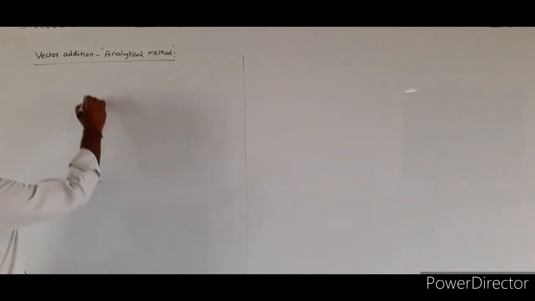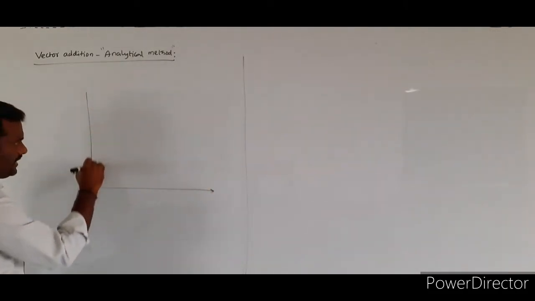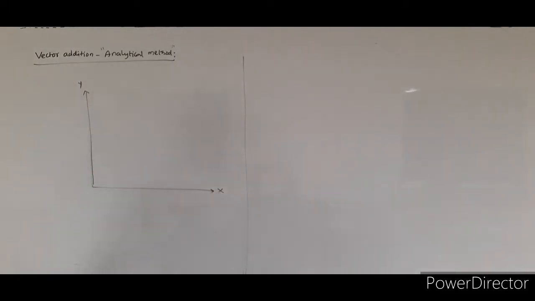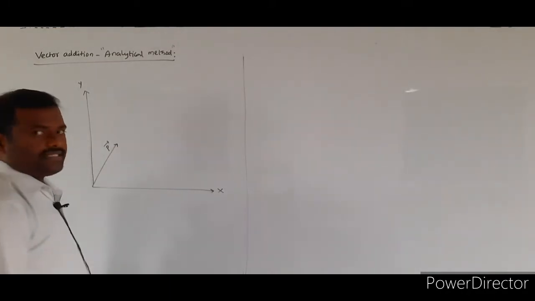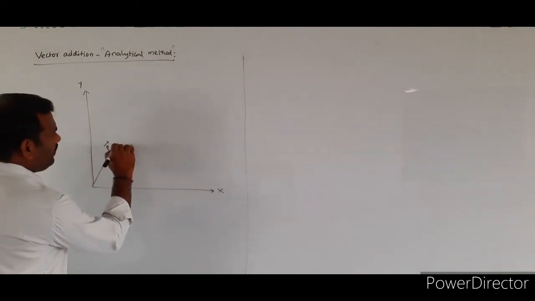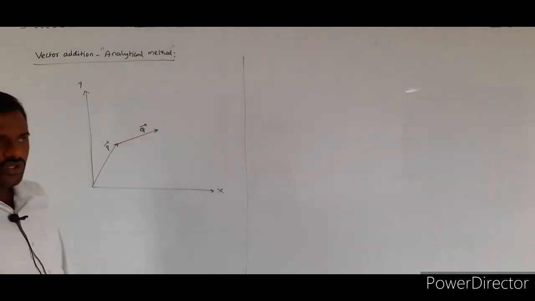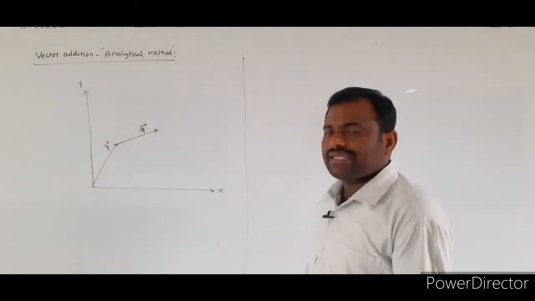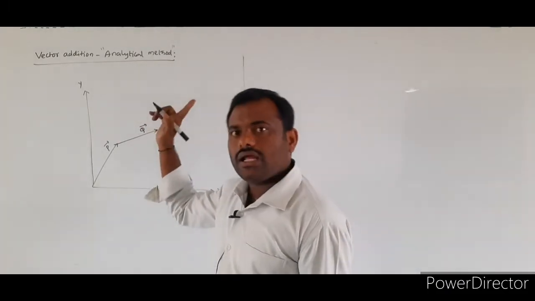For that, I consider the xy plane. Which plane do we consider here? The xy plane is considered. In the xy plane, I consider the first vector P bar, and this P bar will be added to the second vector Q bar. So how many vectors are we adding here? Two vectors. The first vector is considered as the vector P bar, which is added to the second vector Q bar.